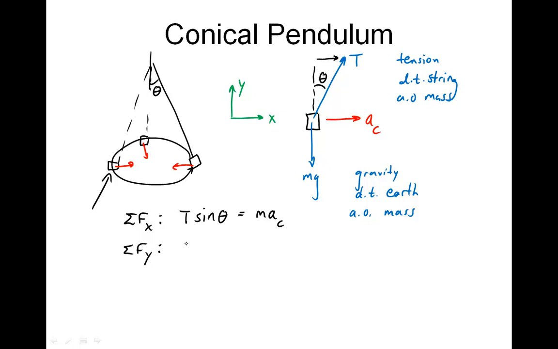And then in the y direction, I have T cosine theta. That's this component of the tension along the vertical direction, and it's upward, minus mg, but there is no acceleration in the y direction, so that's equal to 0. And so I know something about my tension. If I know the angle theta, I can solve for the tension in terms of the mass and gravity, and then I could substitute that back into the x equation once I have it here and figure out what my centripetal acceleration is.